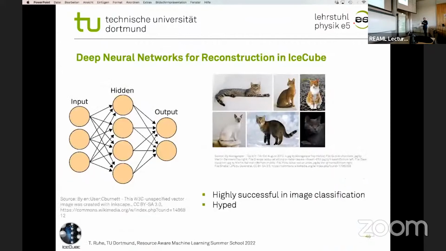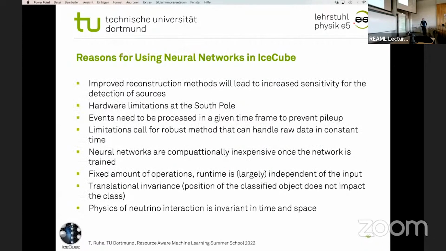Okay. Now for neural networks and reconstruction in IceCube and why we apply this. Well, everybody does, so why not try this in IceCube? But there are some somewhat better reasons. If we can improve our reconstruction methods, then this will lead to an increased sensitivity for the detection of neutrino sources. There are several hardware limitations that apply at the South Pole.